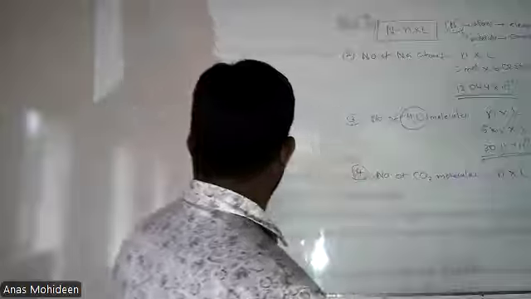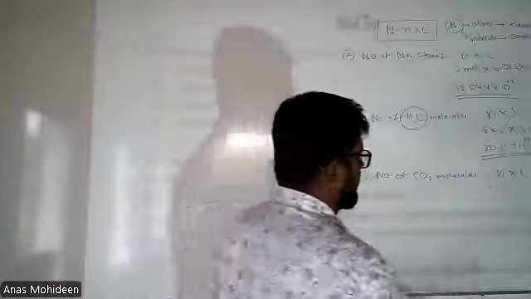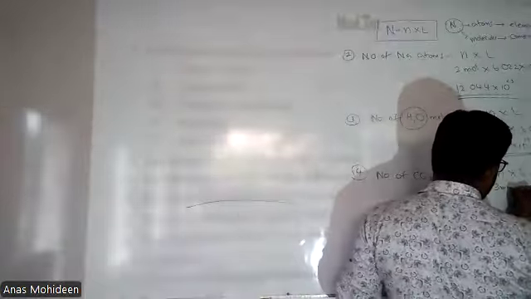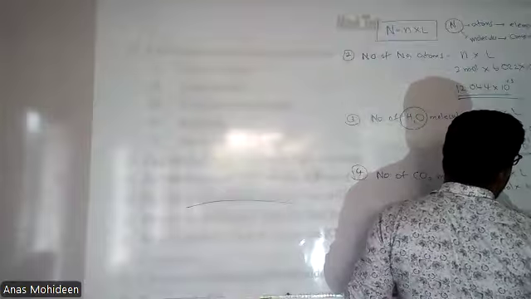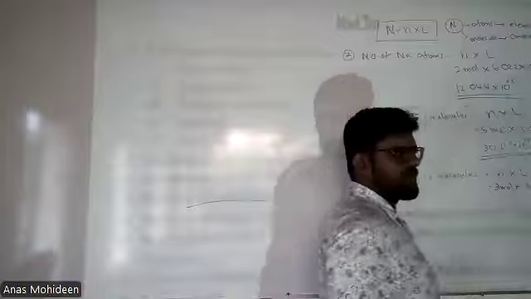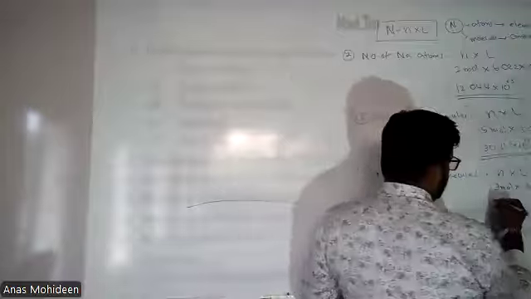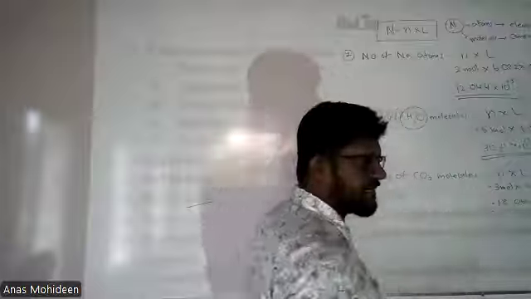How many moles are there? 3 moles are there. 3 moles into 6.022 into 10 to the power 23 per mole. You multiply, how much you get? 18.06 into 10 to the power 23 carbon dioxide molecules are there.